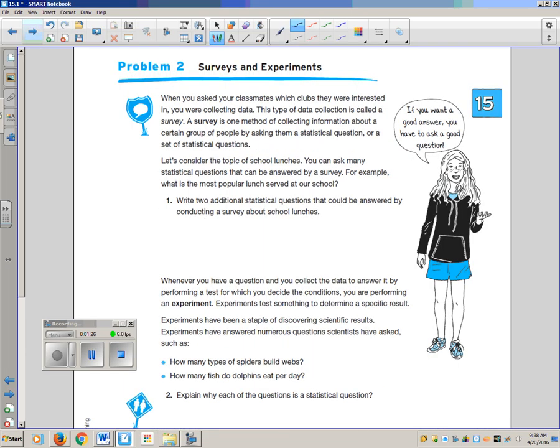Right now, we're going to work on problem 2. So problem 2, when you asked your classmates which clubs they were interested in, you were collecting data. This type of data is called a survey. A survey is one method of collecting information about a certain group of people by asking them a statistical question or set of statistical questions.